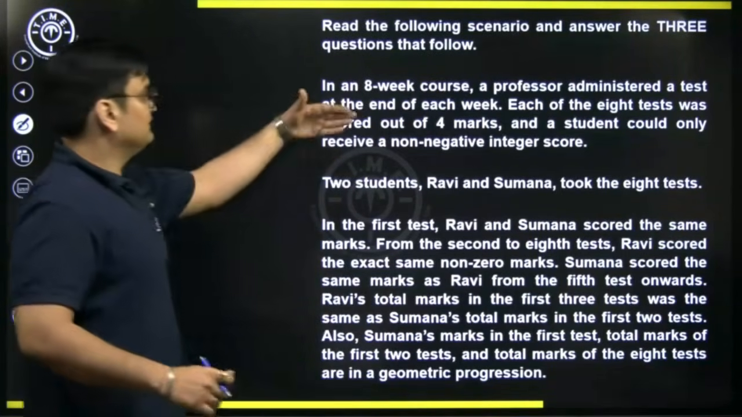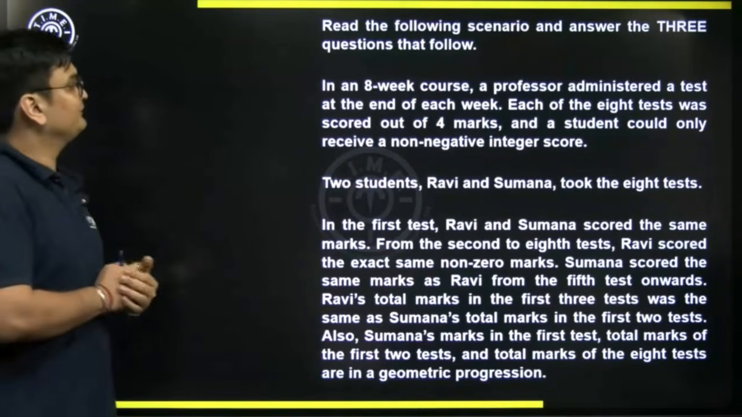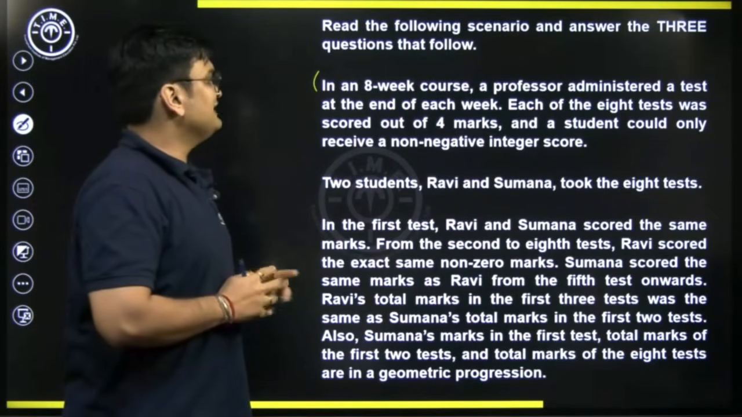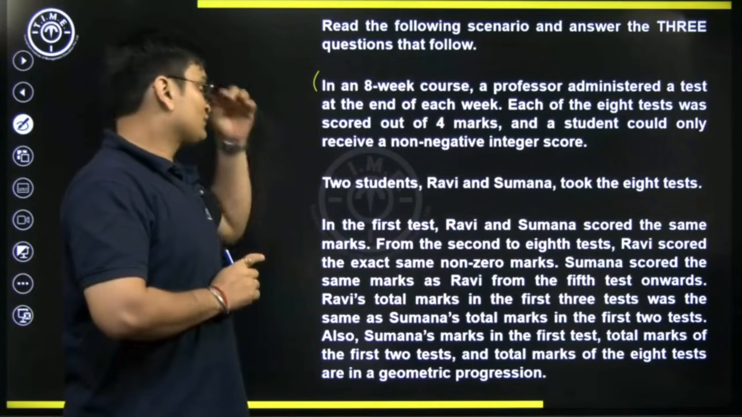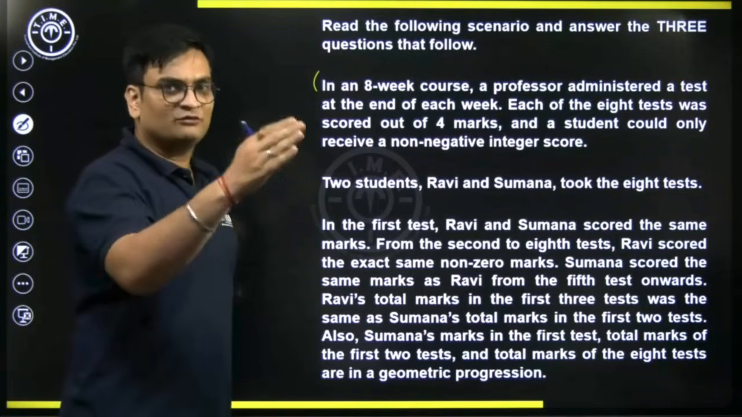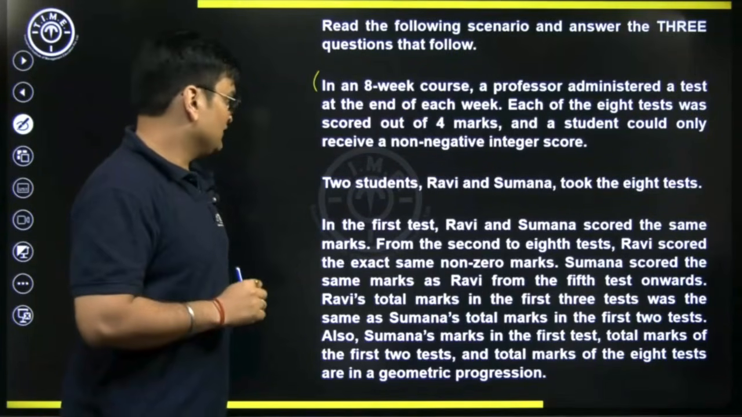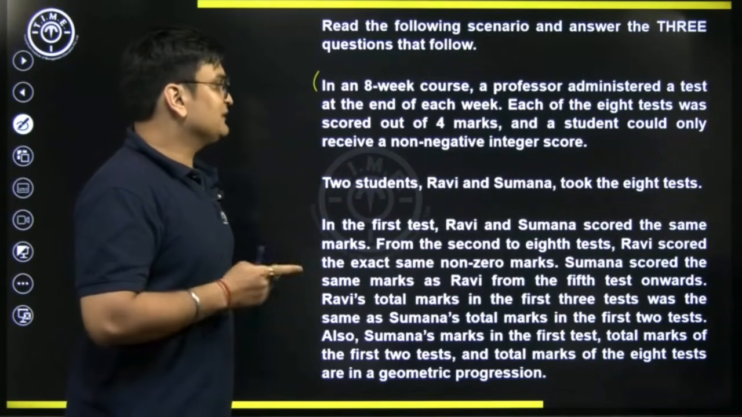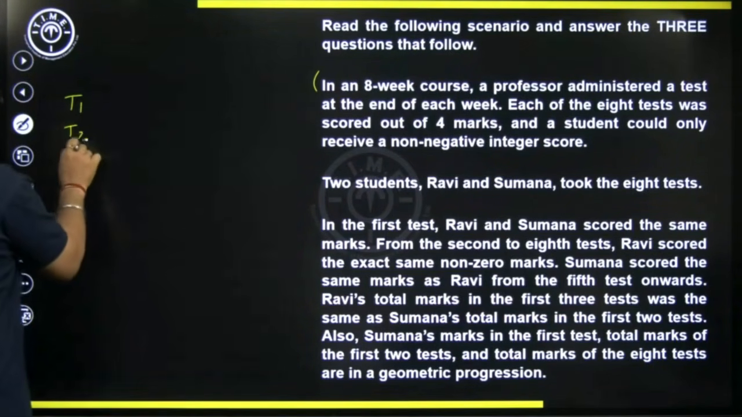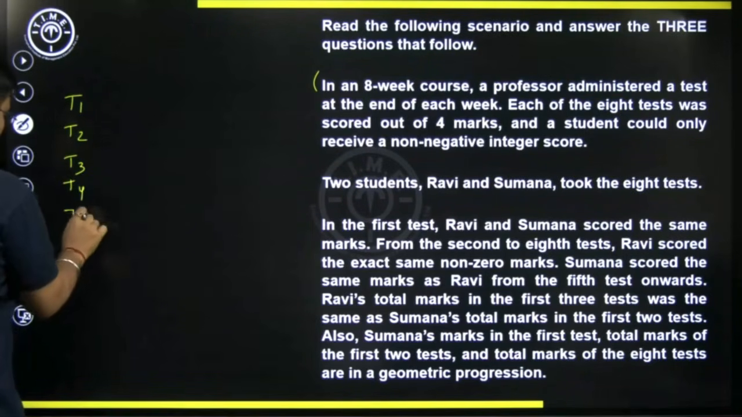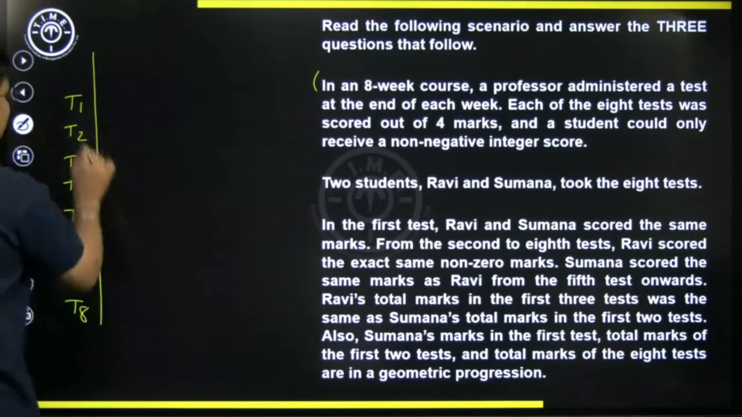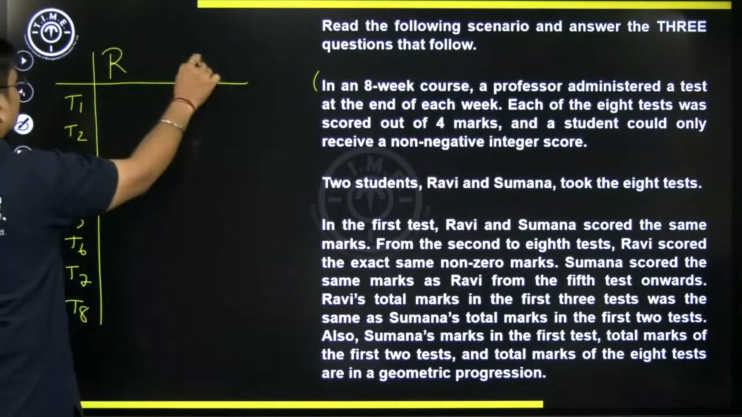Now this leaves us with the last set for today. Let's go for this. In an 8-week course, a professor administered a test at the end of each week. Each of the 8 tests was scored out of 4 marks and the student could only receive a non-negative integer. So that means 0, 1, 2, 3, 4, 5 possibilities. Two students, Ravi and Sumana, took the 8 tests. So let's just name those 8 tests here. So these are the 8 tests taken by Ravi and Sumana.